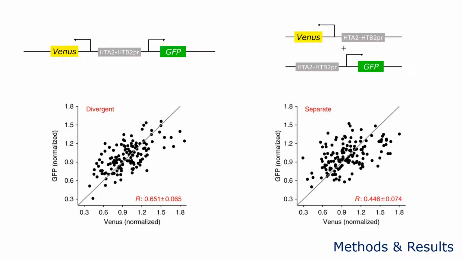While there is a positive correlation between Venus and GFP brightness in both strains, their covariance is significantly higher when they are divergently transcribed, which is displayed by a higher Pearson correlation coefficient, or R value, in the data from the divergent strain. This data supports the role of divergent gene pairs in coordinating the expression of two genes in a single cell.